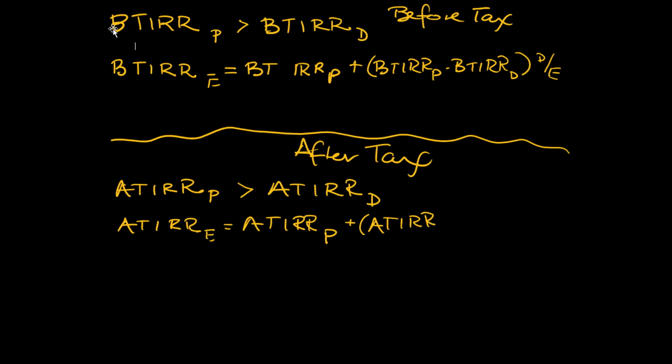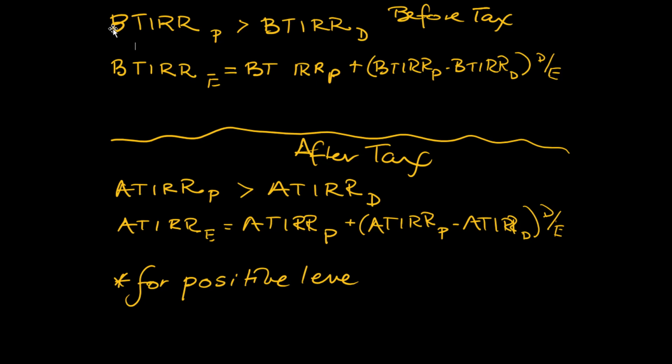Then we need to take a look at what's considered positive or negative leverage, so whether or not that leverage is beneficial. We can do that on a before tax or an after tax basis. On a before tax basis, positive leverage is going to mean that BTIRR sub P is greater than BTIRR sub D. So the unleveraged BTIRR, before tax internal rate of return, is greater than the interest rate paid on the debt.